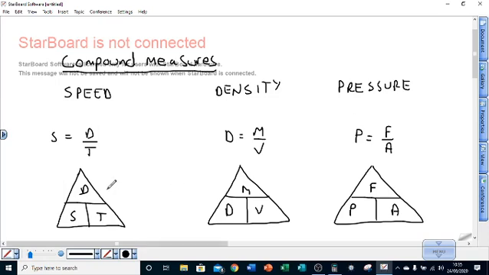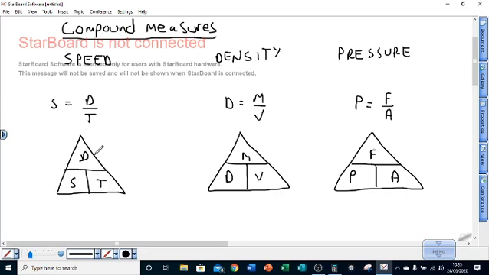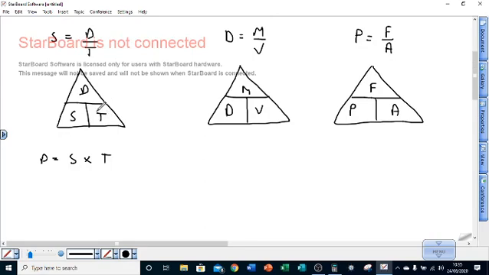And just in case you haven't seen how to use this, if you wanted a formula for distance, you cover distance up, and because s and t are on the same level, they're times together. So if on the same level, it's times. So distance is equivalent to speed times time. If you wanted a formula for time, you'd cover time up and you'd realize it is d on top of s. So distance divided by speed will give you an answer for time.